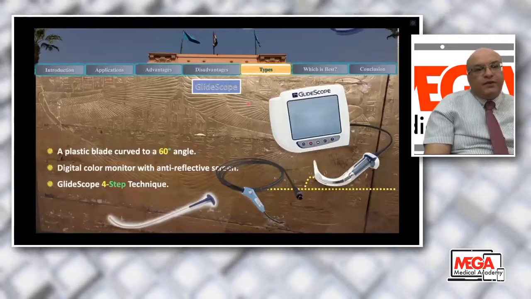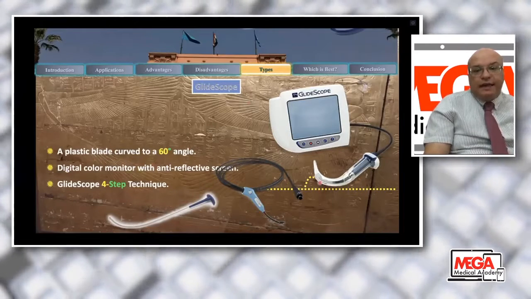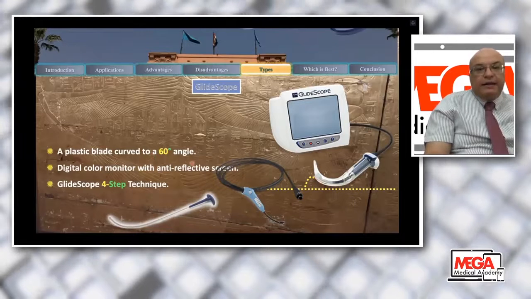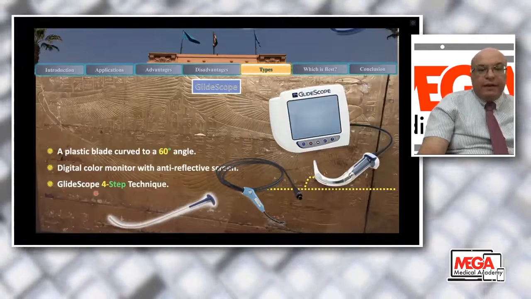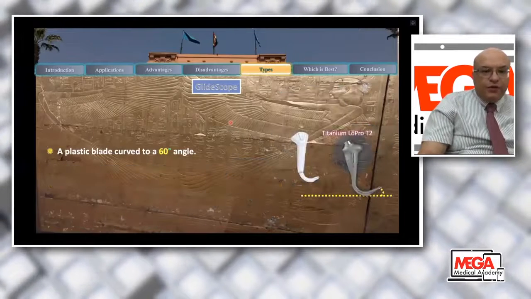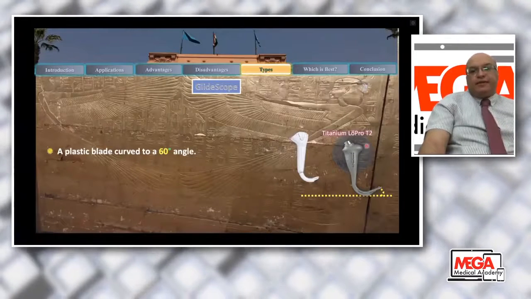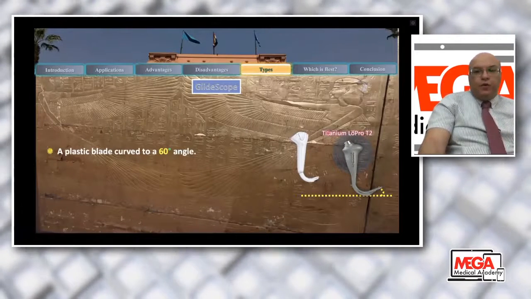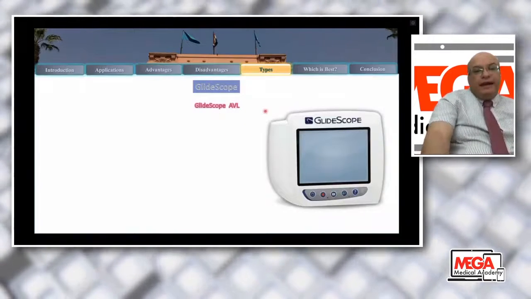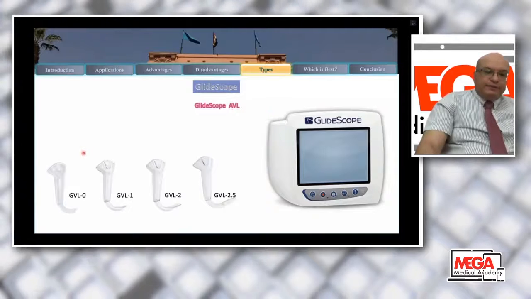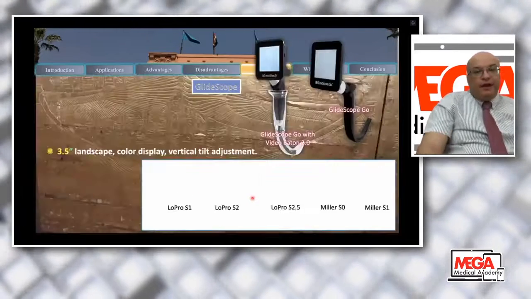GlideScope was first introduced in Canada and includes a plastic blade curved to 60 degrees. Here is the angle, and it has a reflective, high quality screen. We have described the 4-step technique, and I'll show it for you later on. There is a plastic blade curved to 60 degrees. It is available in titanium, LoPro 2, or a disposable blade. GlideScope AVL is available for pediatrics in sizes 0, 1, 2, and 2.5.